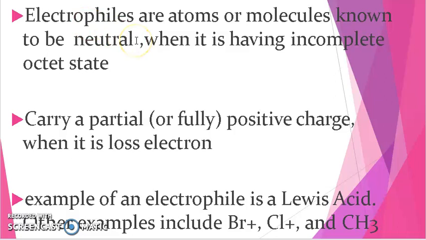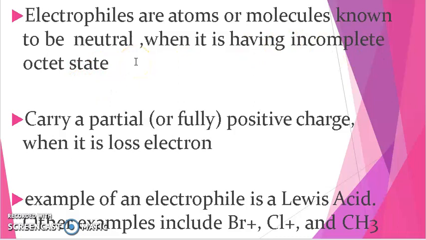When is it going to be neutral? When it has an incomplete octet state. An incomplete octet state means it needs an electron, and only then will it get a stable octet state. If it has an incomplete octet state, it is neutral, correct? So the term electrophile applies to atoms or molecules known to be neutral when they have an incomplete octet state.